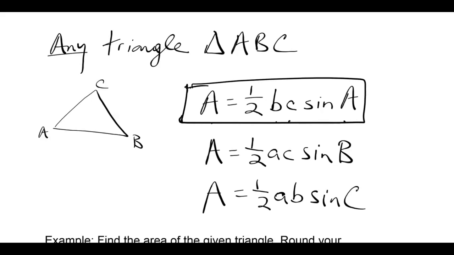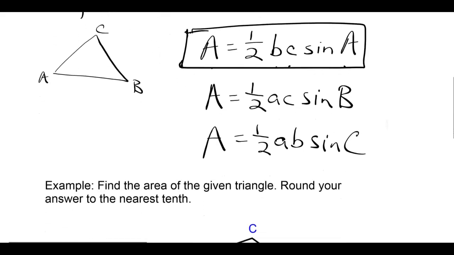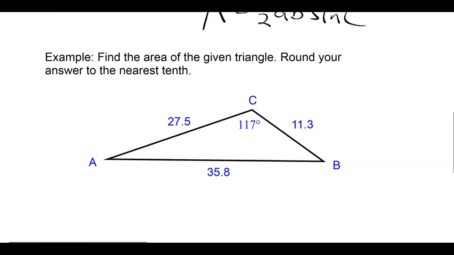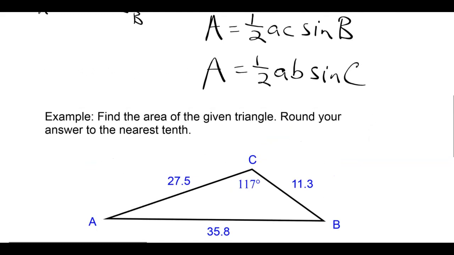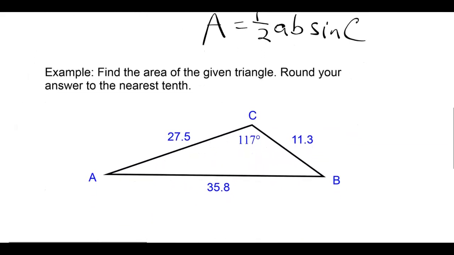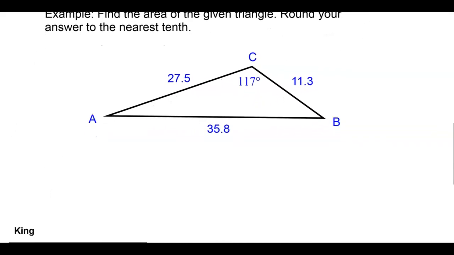Now, one thing that stays the same here is that it's always the area of the triangle. But if we use AC, we need sine of B. If we use AB, we need sine of C, and so on. So again, this is pretty straightforward to use. Now this time, we know three sides and one angle. And this allows us to find the area of this triangle.